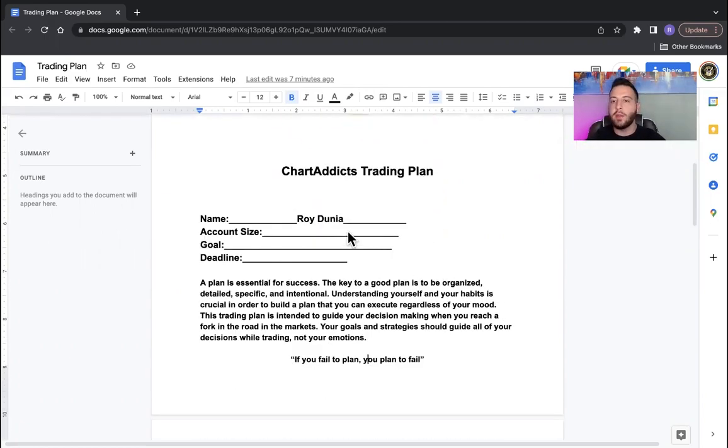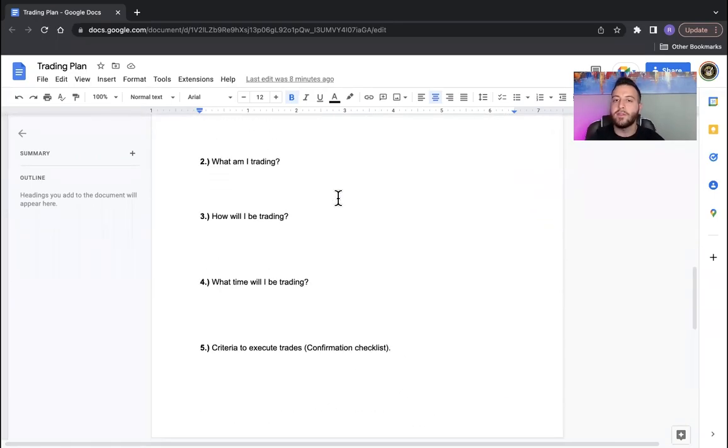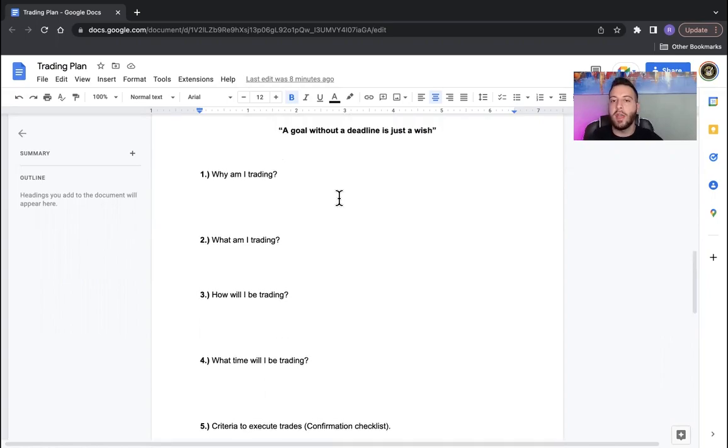In front of us is the trading plan that we recommend to all chart addict students. And of course, we have this very famous quote: if you fail to plan, you're planning to fail. Having an accurate and effective trading plan is the same as having a good business plan when starting a business. You need to be able to identify some of the key things that you'll be doing so you can systemize your operation and make sure that you get consistent results.